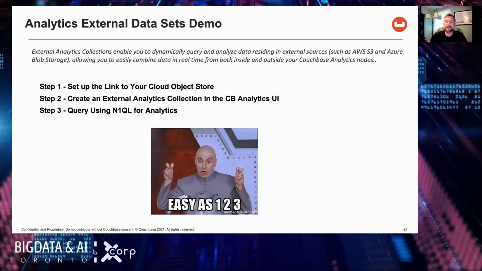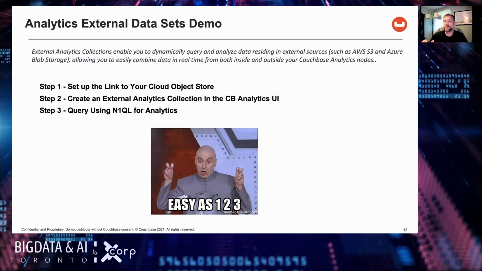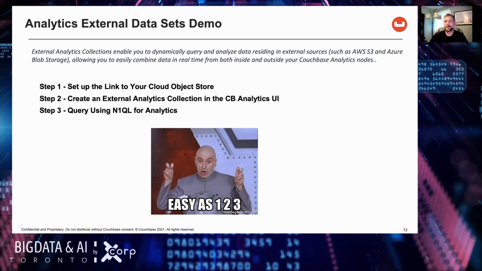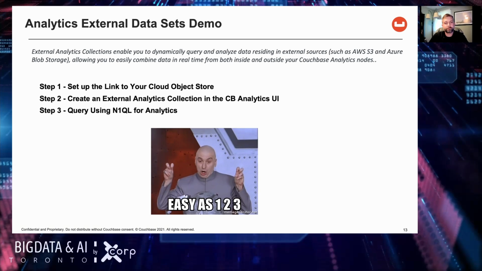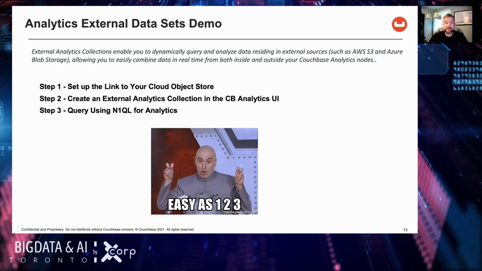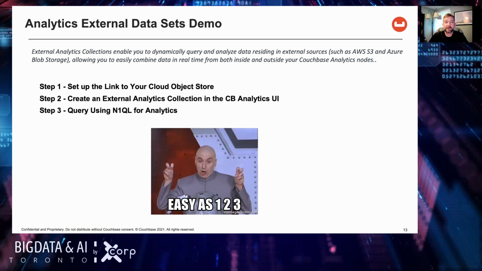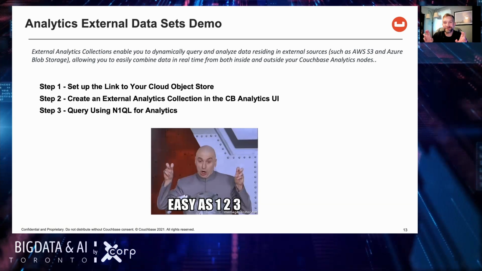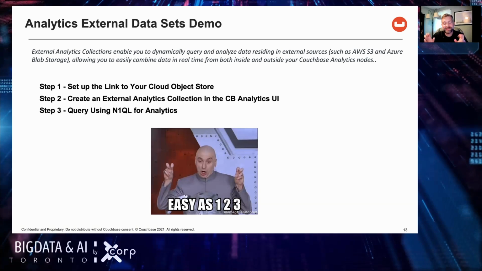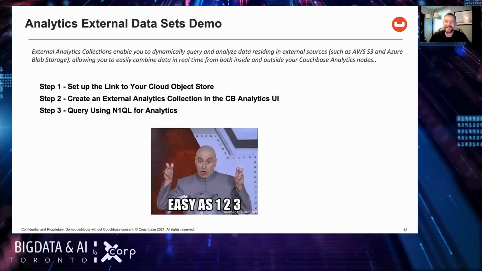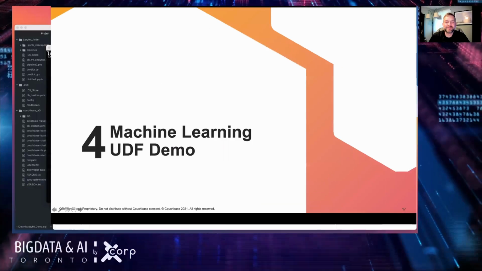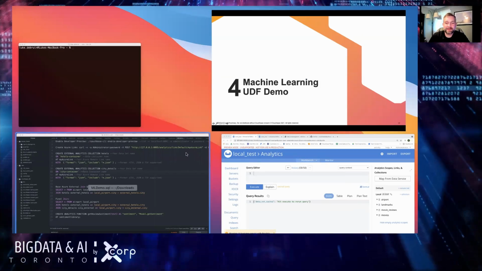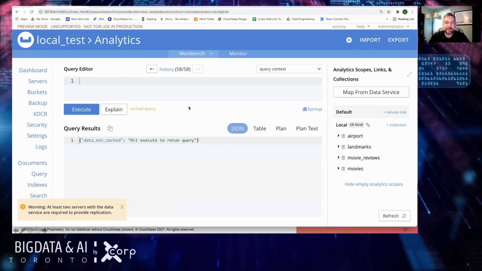Then within the analytics UI, we're going to create what we call an external analytics collection. That's just a way to say, okay, I have my link to my cloud, now what data set am I actually trying to work with? And then we're going to use it. Simple as 1, 2, 3, right? I used Dr. Evil here because in tech, it's never as easy as 1, 2, 3. But in this case, it's pretty close. Let's go see.